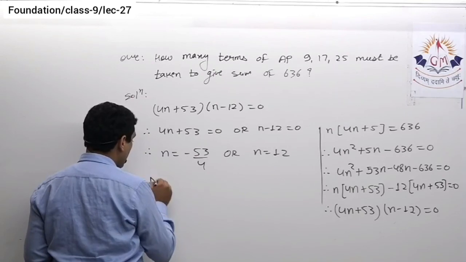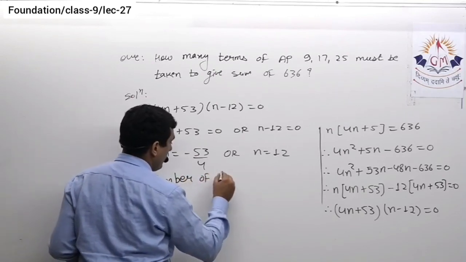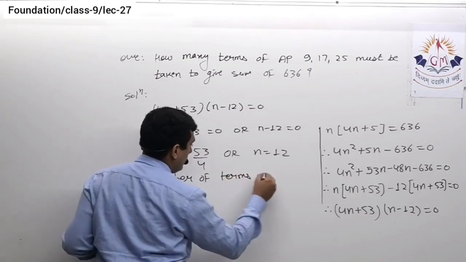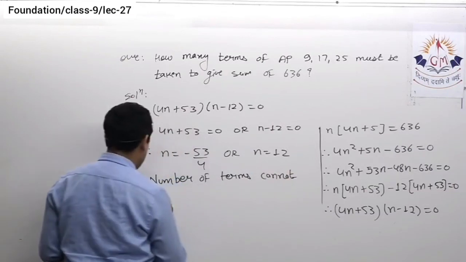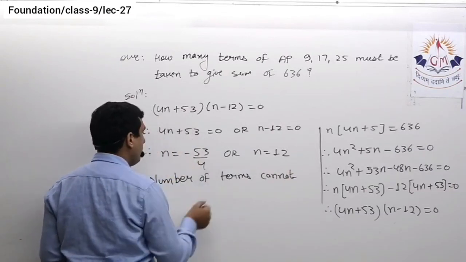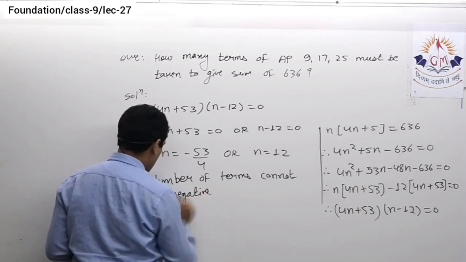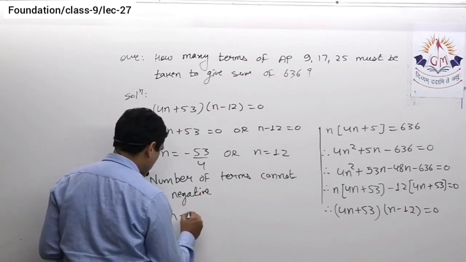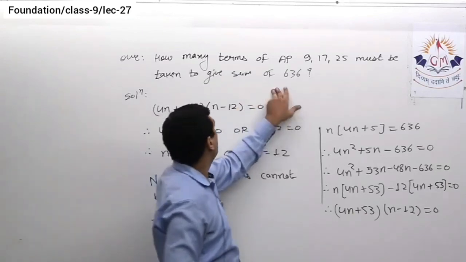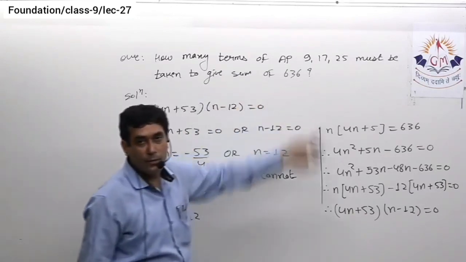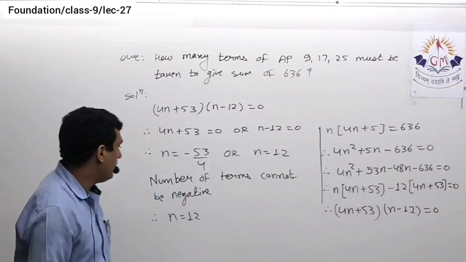So here we can write, number of terms cannot be negative as well as cannot be a fraction, therefore n is equal to 12. It means if we take 12 terms of this AP, we'll get the sum as equal to 636. Okay, so please note it down.